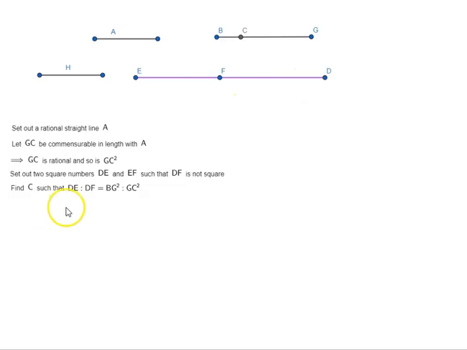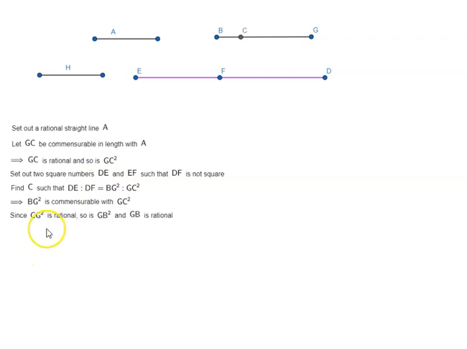Find BG such that DE is to DF. That means a square number is to a not-square number, equal to BG square is to GC square, which implies BG square is commensurable with GC square, because DE and DF are not relatively square numbers. So DE is a square number, DF is not a square number, but they are commensurable. So BG square is commensurable with GC square because of this proportionality.